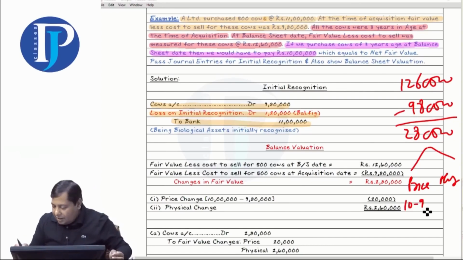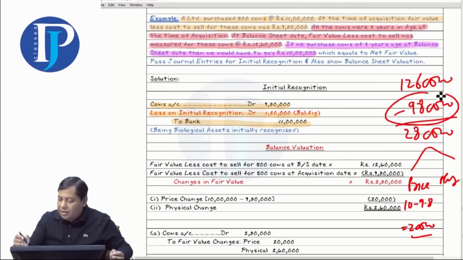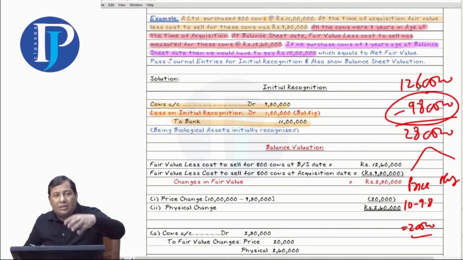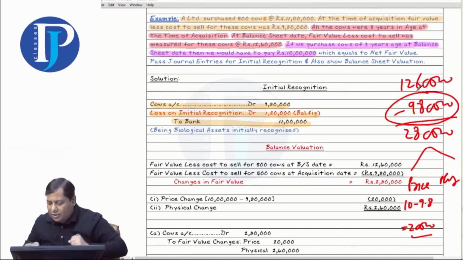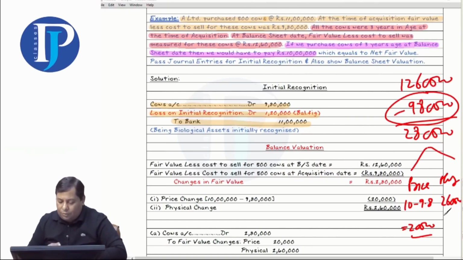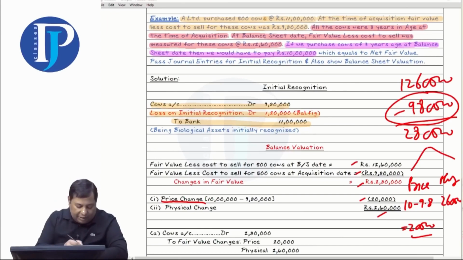10 minus 9.8, 20,000 rupees. Cows worth 9 lakhs 80,000 rupees, 3 years old, have become worth 10 lakhs. So the price change is 20,000 rupees. The rest, 2 lakhs 60,000, is physical change. See this: 1260, 980, 280, and the price change is 20,000 rupees. The rest is physical change.